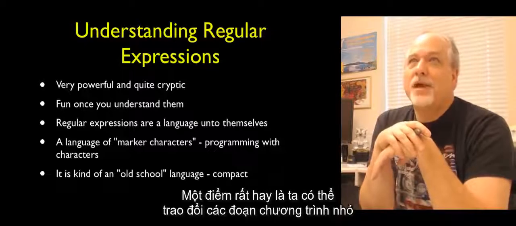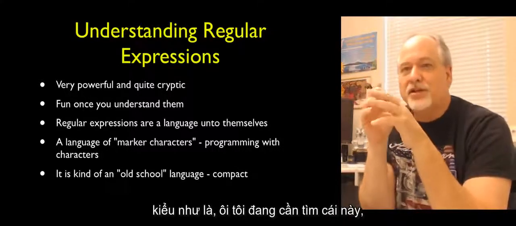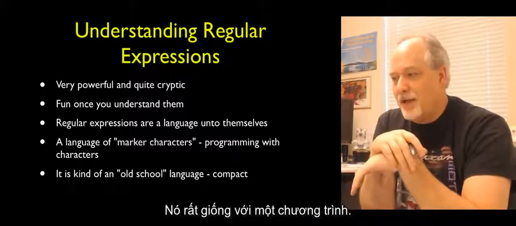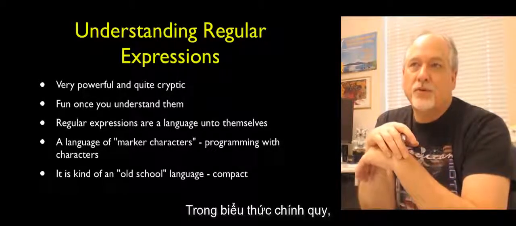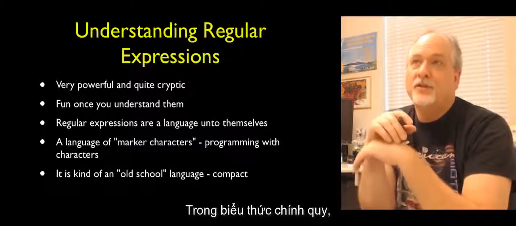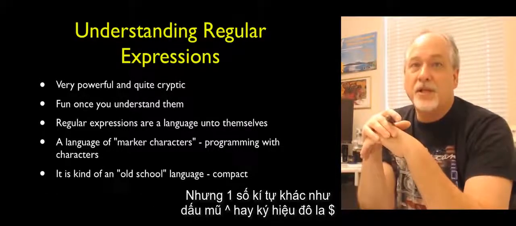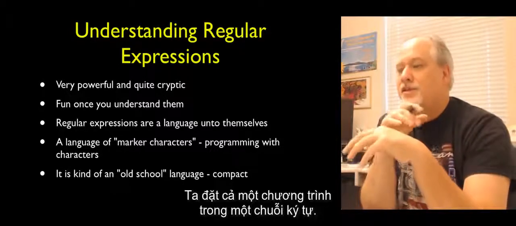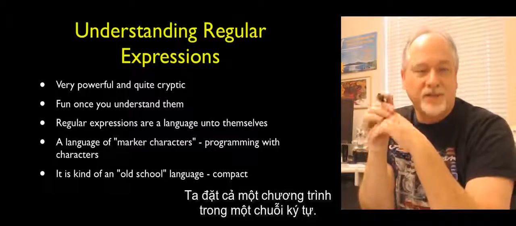And they're a great way to exchange little program snippets, to say, oh yeah, I'm looking for this. Oh, here's a little regular expression you might try. So they're like programs themselves. It is this language of marker characters. When we look for regular expressions, some characters like ABC have meaning as ABC. But some characters like caret or dollar sign mean the beginning of the line or the end of the line. And so we encode in this string, a program, basically.